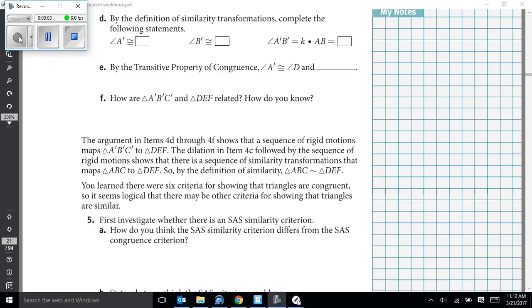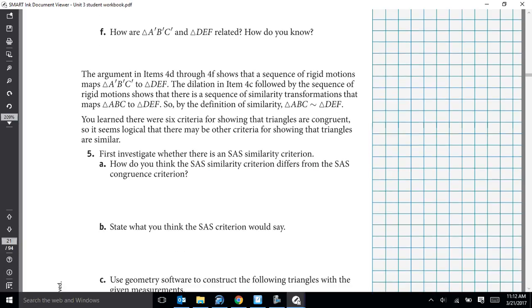All right, so we're going to look at starting at number 5. The argument in items 4D through 4F shows that a sequence of rigid motions maps triangle A prime B prime C prime to triangle DEF. The dilations in item 4C followed by the sequence of rigid motions shows that there is a sequence of similarity transformations that maps triangle ABC to triangle DEF. So by the definition of similarity, triangle ABC is similar to triangle DEF.